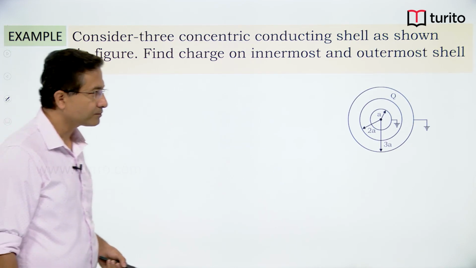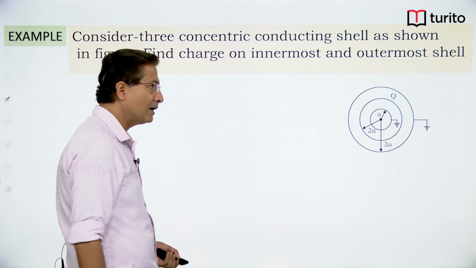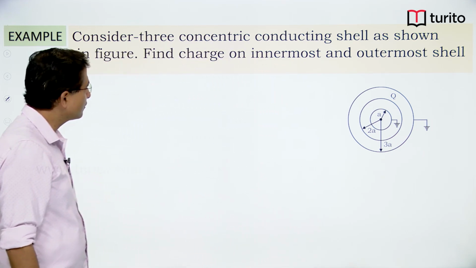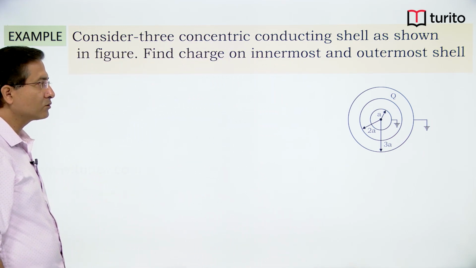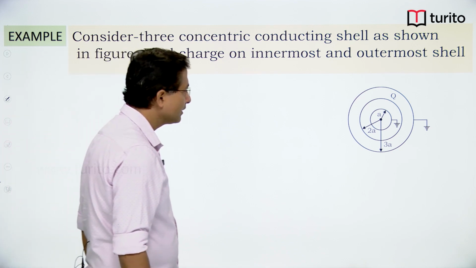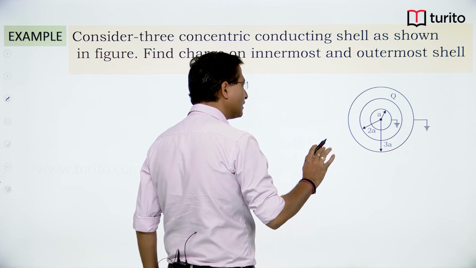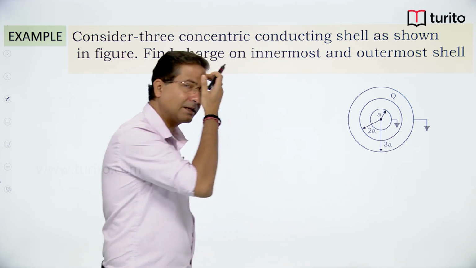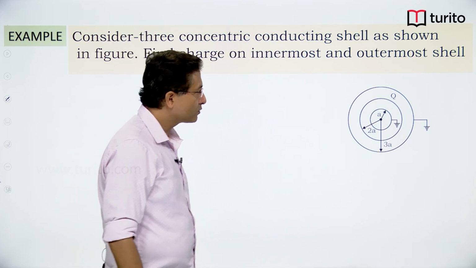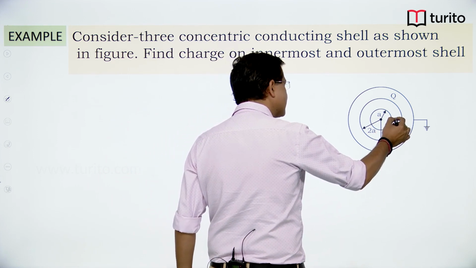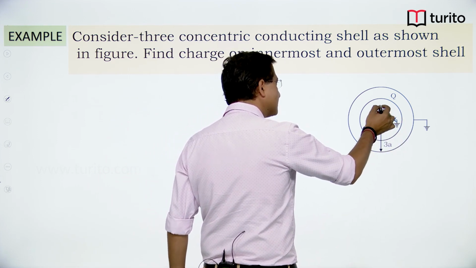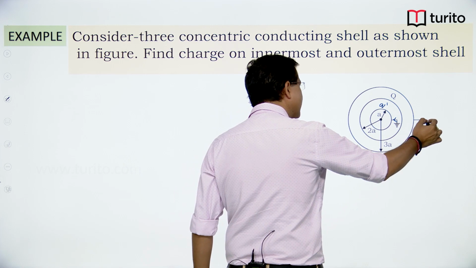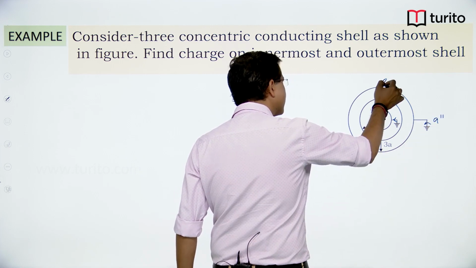Let us see another example. So, same example, now here I have connected inner one and the outer one to earth, and question is find the charge on the innermost and outermost shell. What we have done, inner one is not having any charge initially, outer one is not having any charge initially, middle one, you can see middle one carries capital Q charge, right. So, I will assume that this earth gives Q dash charge to inner one and Q double dash charge to outer one, right.